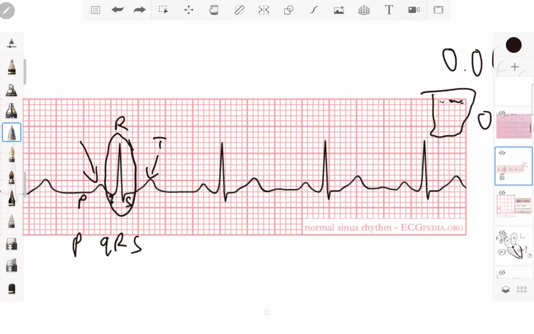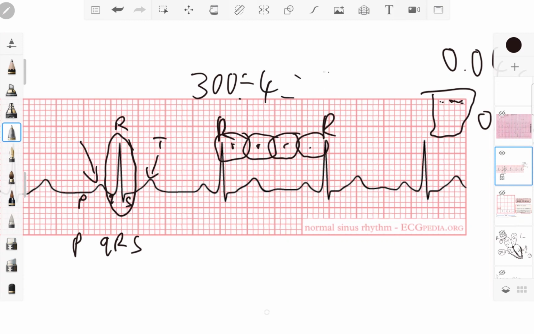So there's multiple ways. The first way you can do is that you find your R waves, which are these ones, and you count how many big blocks there are in between the R waves. So that's 1 big block, that's 2 big blocks, that's 3 big blocks, and that's 4 big blocks. So you take the number 300 and you divide that by 4. And the answer is, well, I can't work that out in my head right now. You've got a calculator. But I can assume it's less than 100, so it's a normal heart rate, because normal is like 60 to 100, so that's about a normal rate.